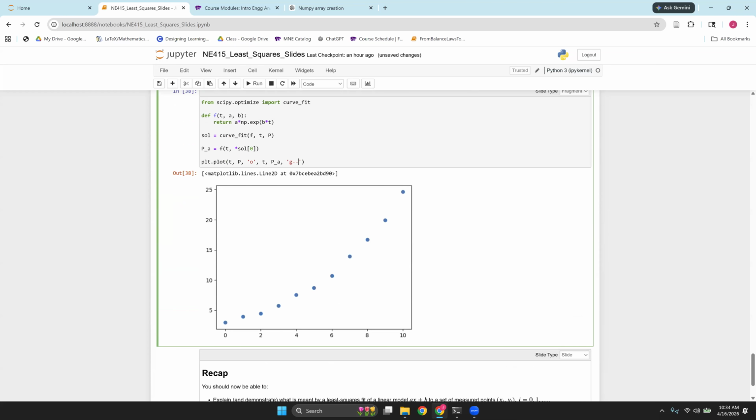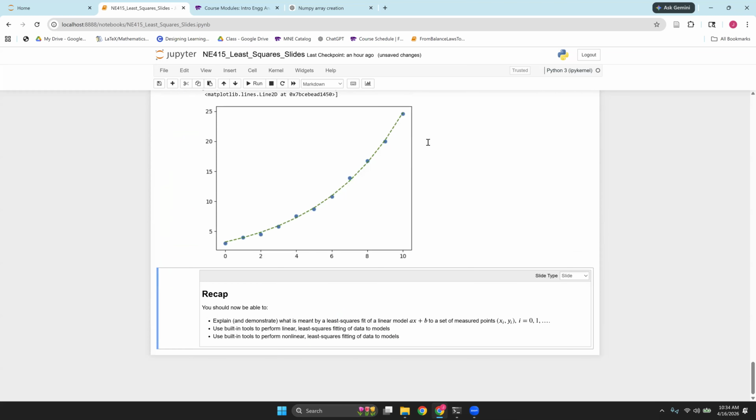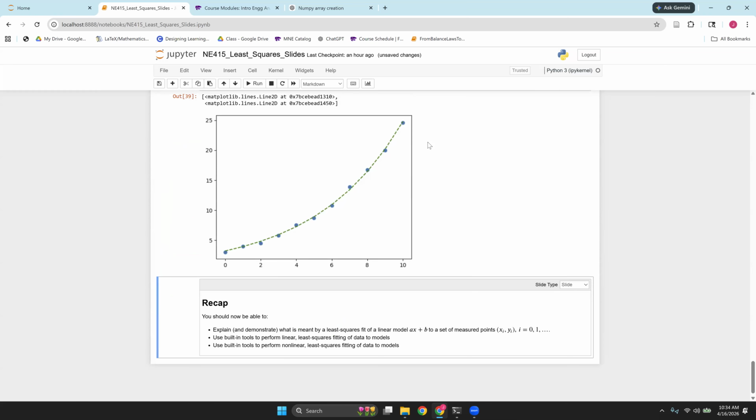I'll make this a green dashed line. And I feel like I've earned my degree, because that fits pretty darn well. Obviously, it does not capture all the movement. So if we were to look at the errors, we would have some spread.